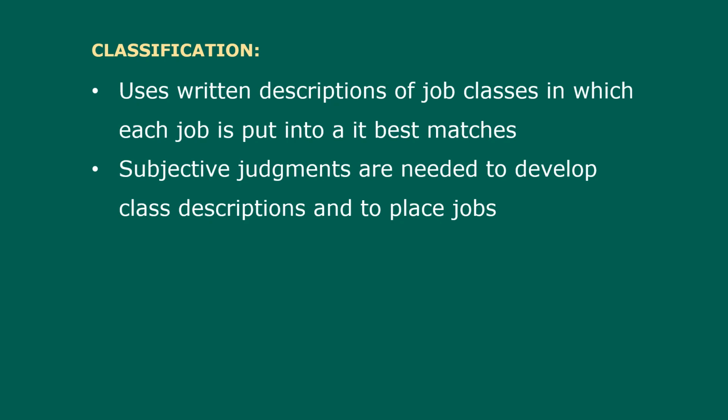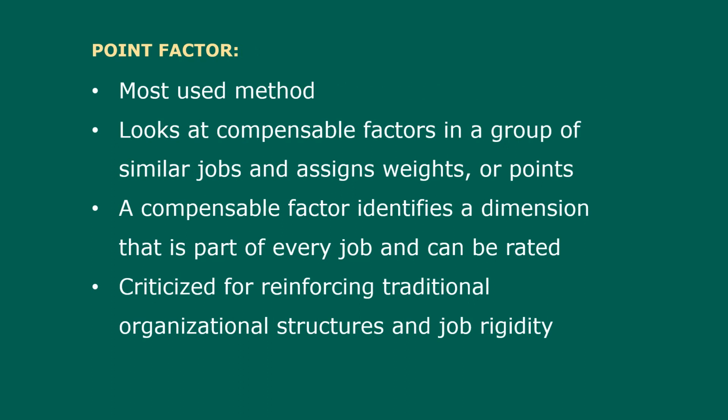The most widely used job evaluation method, the point factor method, looks at compensable factors in a group of similar jobs and assigns weights or points to them. A compensable factor identifies a dimension that is part of every job that can be rated for each job. However, point factor systems have been criticized for reinforcing traditional organizational structures and job rigidity. Although not perfect, the point factor method is generally better than the ranking and classification methods because it quantifies job elements.